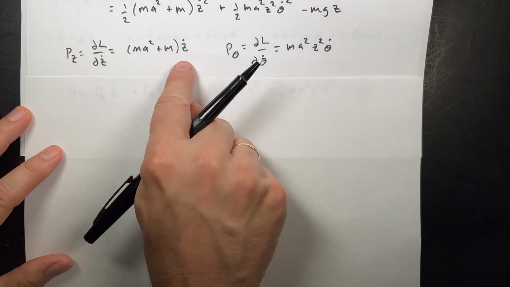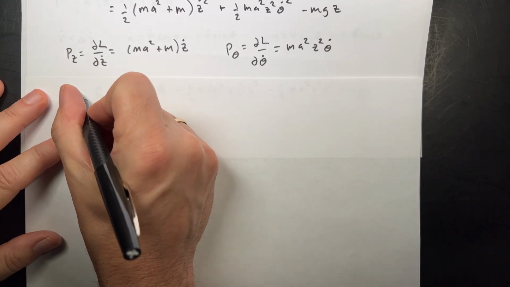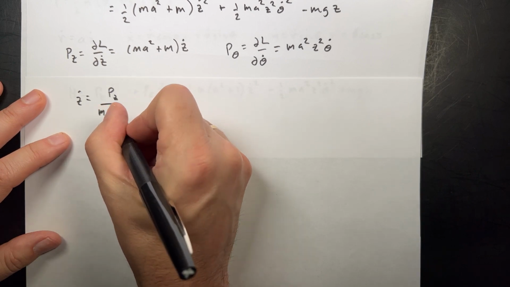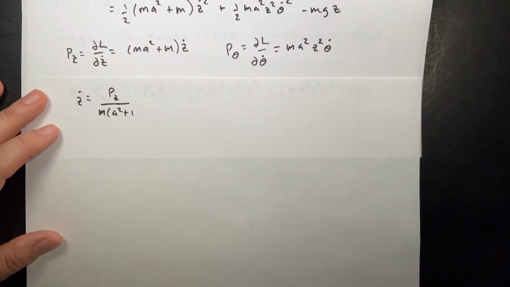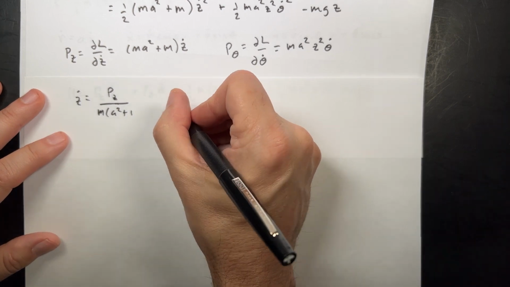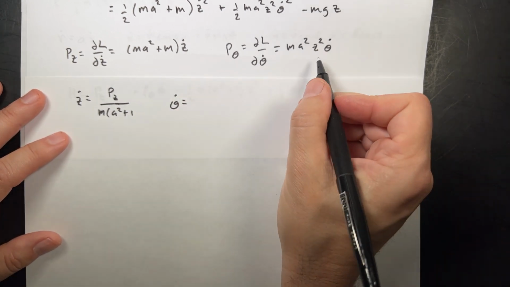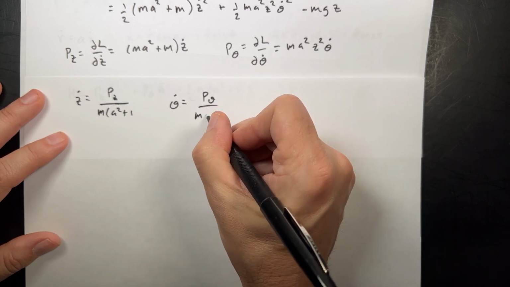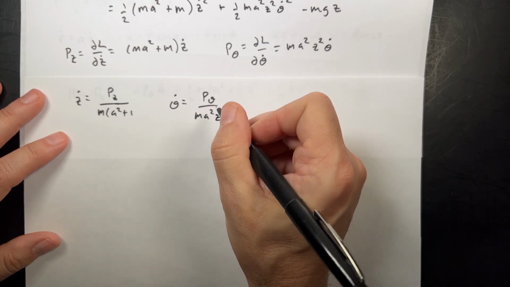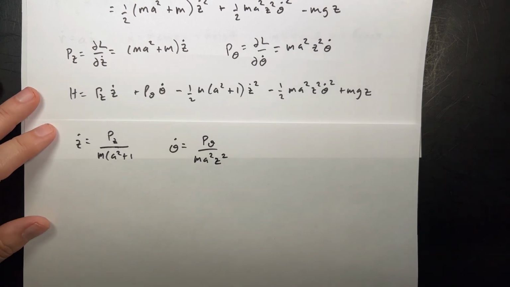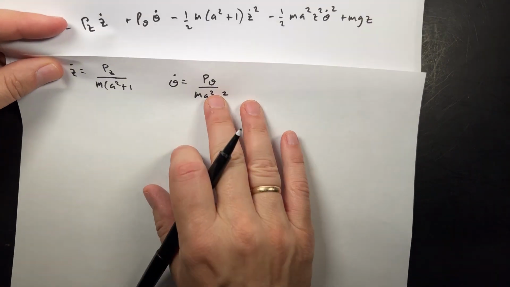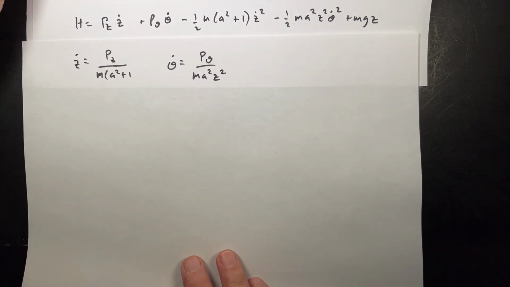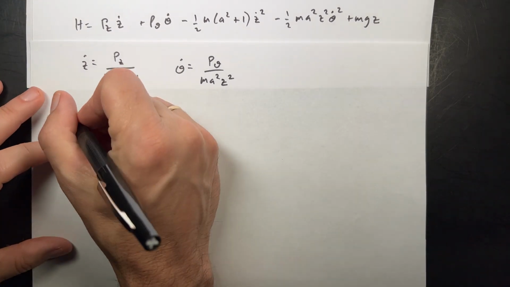So this says that z dot is equal to pz over m(a squared plus 1). And this says theta dot is equal to p theta over m a squared z squared. So I can substitute that in right there, right? I can make a substitution. Instead of z dot, I put this. So this gets a little bit messy, but we'll see what's going to happen in just a second. So let's write it out.